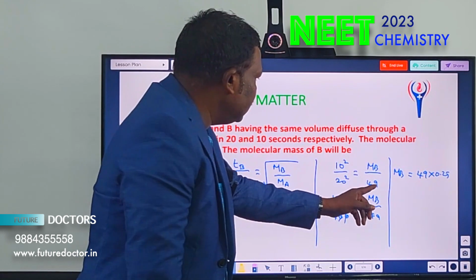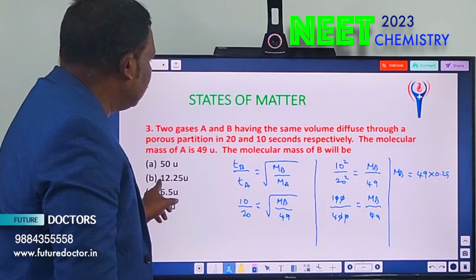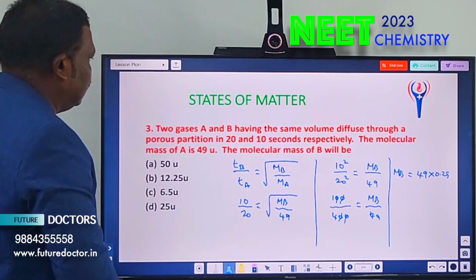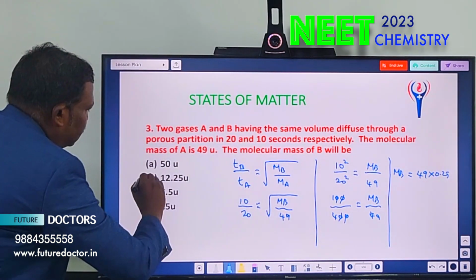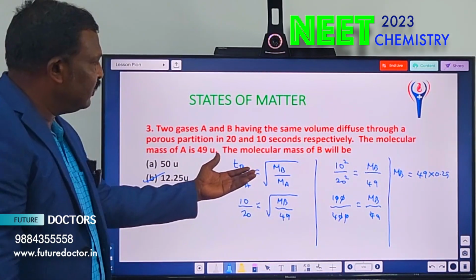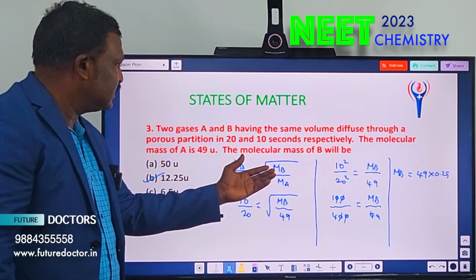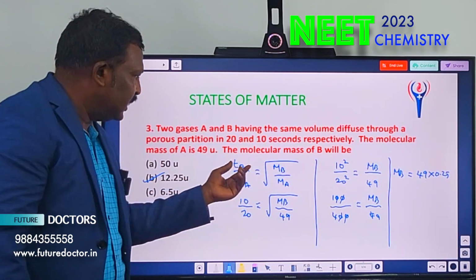Now it will be nearly equal to 12.25. So if you multiply you will be getting the value. So 12.25, that's the correct answer. Understood? So this formula only just remember. The time is given and molar mass are directly proportional.